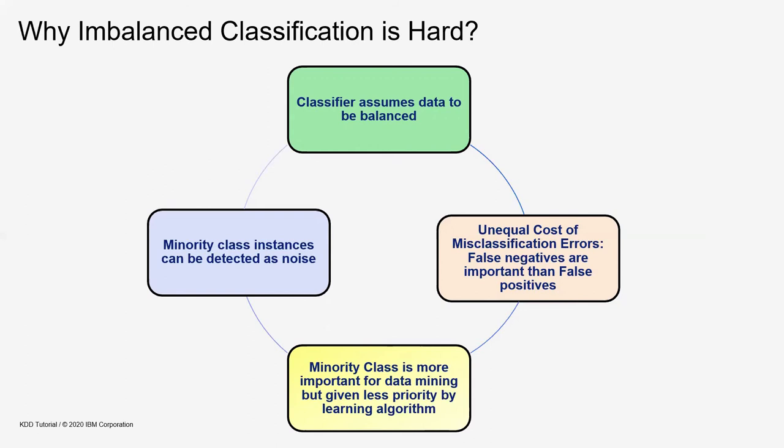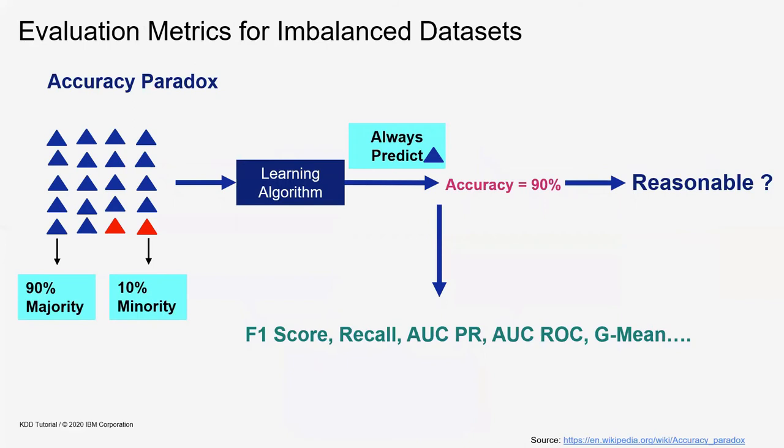Typically, most classifiers, with the exception of a few, assume that the data is balanced. So if you are using standard metrics like accuracy, they are bound to show you high values, but actually your classifier might not be doing a good job. And that is because there's an unequal cost of misclassification errors, where false negatives are more important than false positives. Okay, so this is where we talk a little bit about evaluation metrics for imbalanced data sets. And like we just said, accuracy may not always be a good measure for this. And typically people have shown that F1 score and these other metrics are the ones that should be used in a scenario when you have an imbalanced data set.